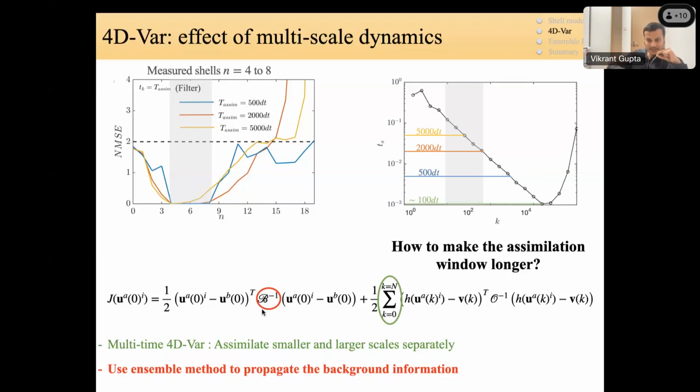Now, because the scale separation is very high, based on only the observations, or let's say the correlation between the shells, we basically have very little correlation as soon as the shells are separated by 2. So we have very little background information based on the observations alone or based on the static information alone.